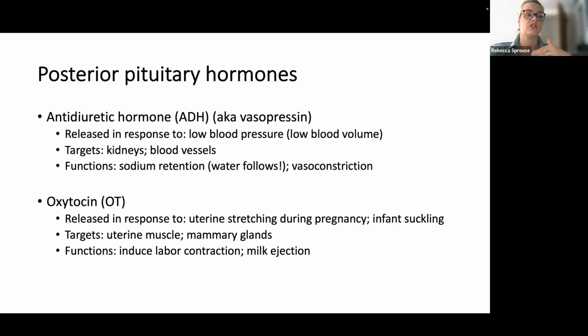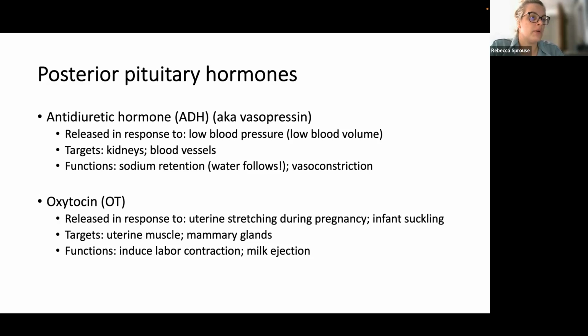Antidiuretic, anti-urination. The other thing it targets is blood vessels, and that causes vasoconstriction, or if your blood vessels are like this, it's going to make it go like this. What that does is naturally increase the resistance in that blood vessel, and that's going to increase your blood pressure as well. We're going to talk more about that when we get to the blood, vascular and cardiovascular systems.